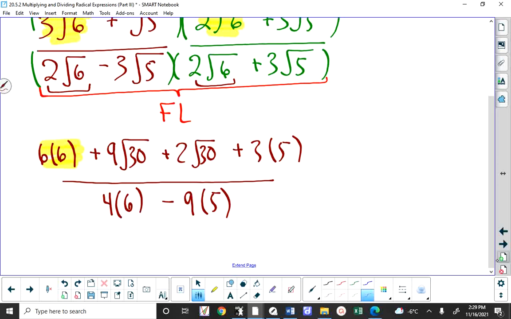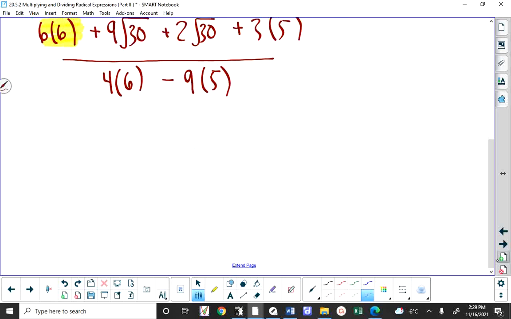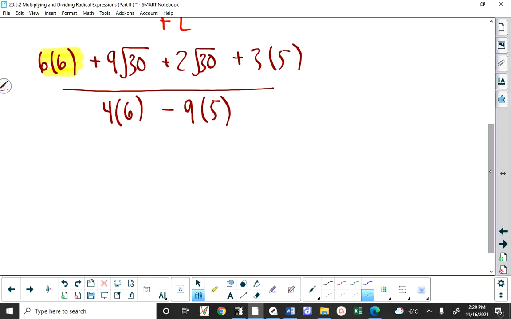Okay. I can clean up the top. I'm not sure I want to rewrite this with a 36 and a 15. I can figure out what 36 plus 15 is, I hope. 41? 51. Good. 51 is what you get for the 6 times 6 plus 3 times 5.